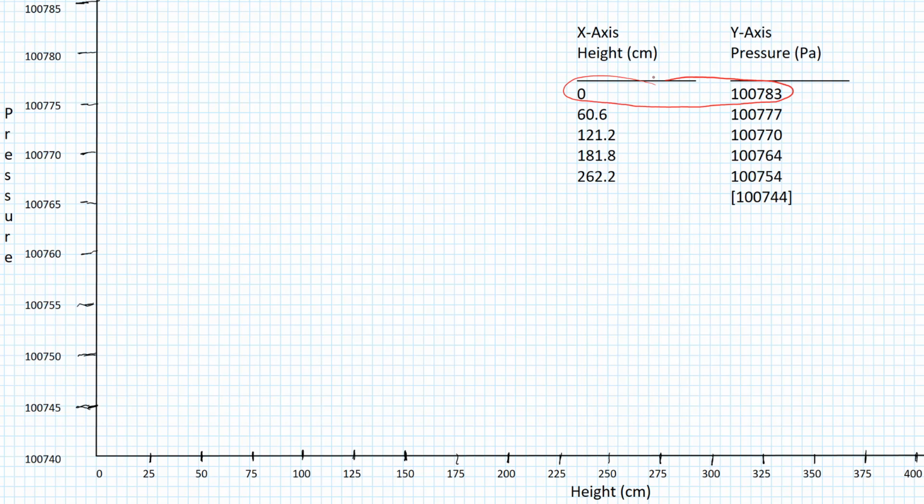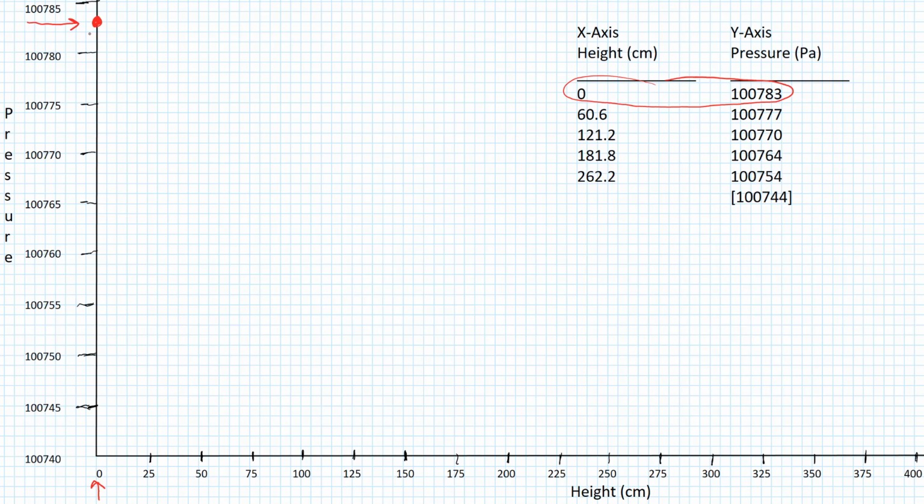And the pressure was 100,783 pascals. So I find 0 centimeter height on my x-axis, that's right here. And then I go up the axis and I find 100,783. That's 2 lines below the top there. And that's right there. And so I put my first data point right there.